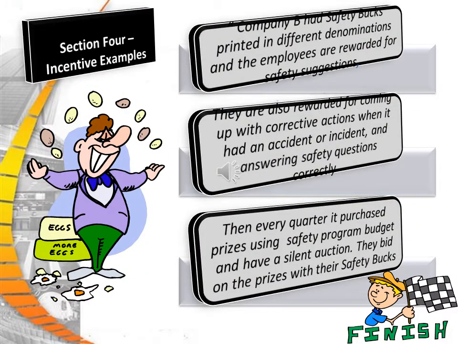Company B had safety bucks printed in different denominations, and the employees are rewarded for safety suggestions. They are also rewarded for coming up with corrective actions when it had an accident or incident and answering safety questions correctly. Then every quarter it purchased prizes using a safety program budget and has a silent auction. They bid on prizes with their safety bucks.